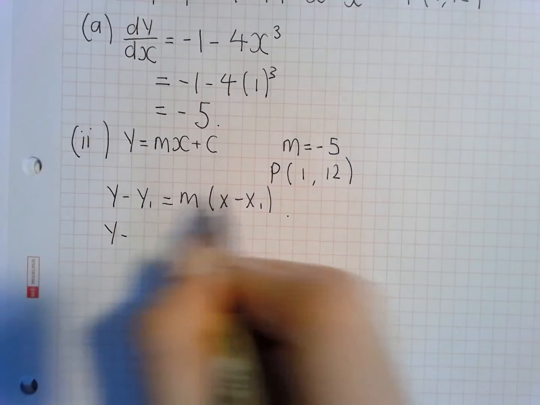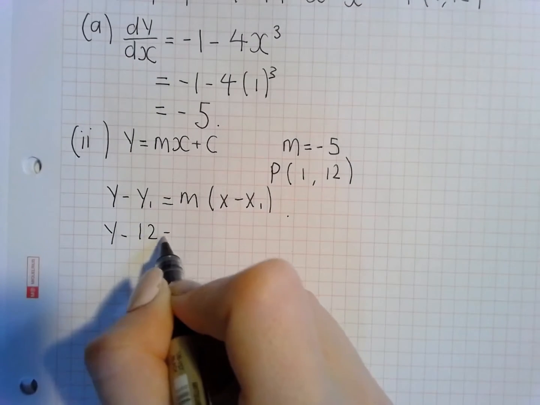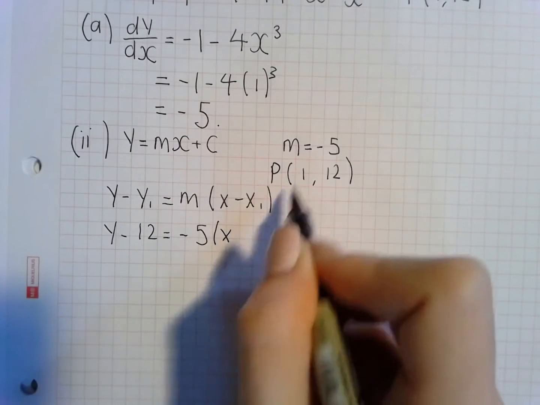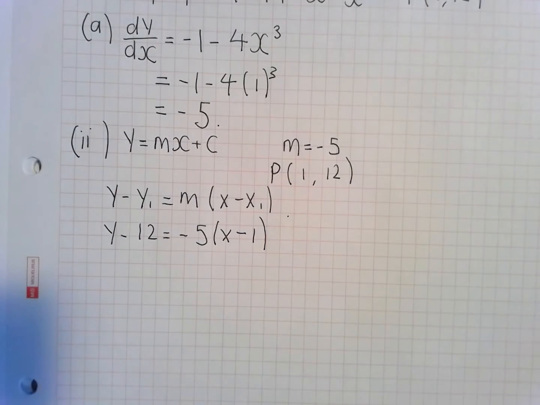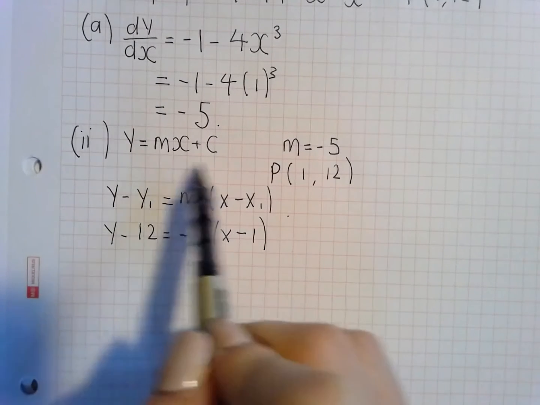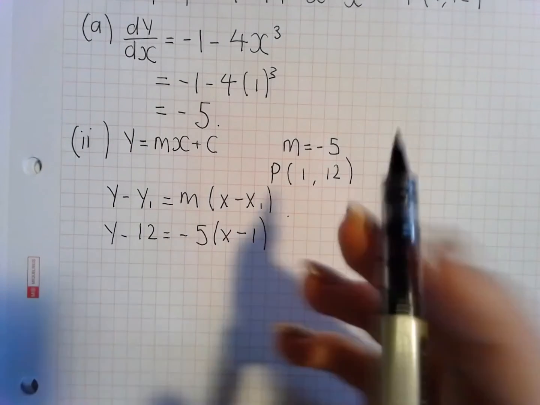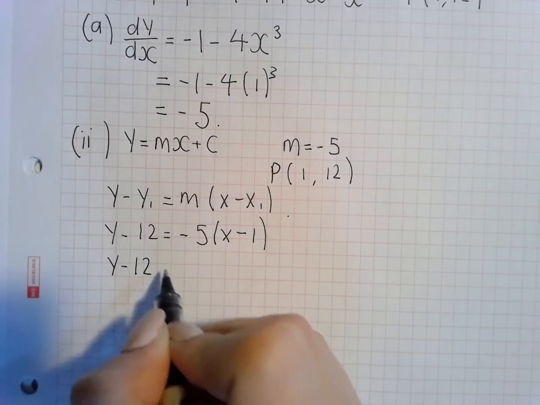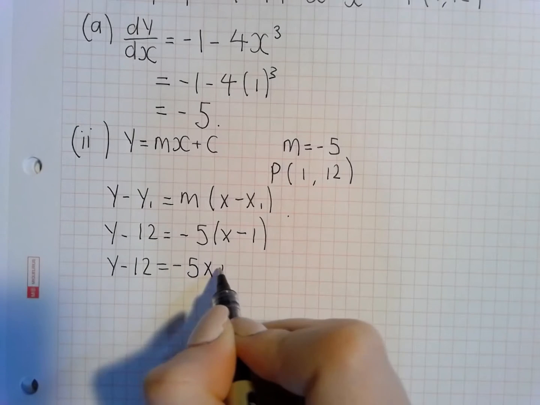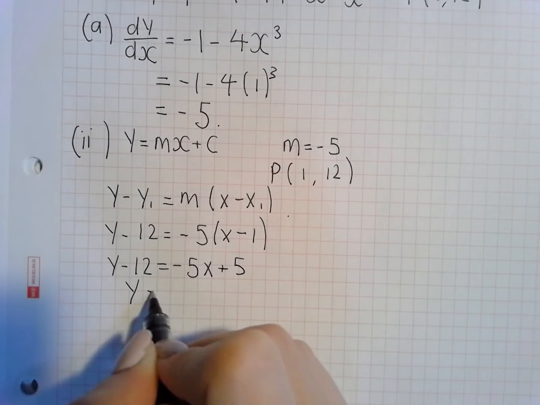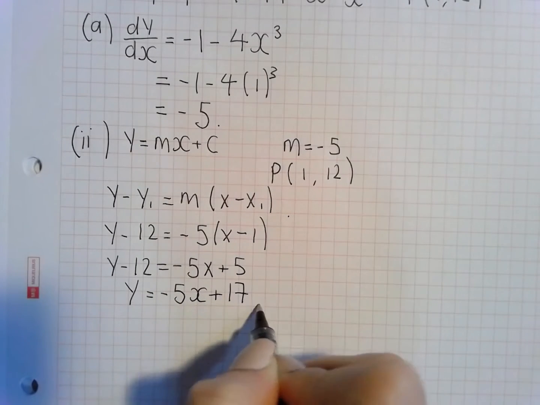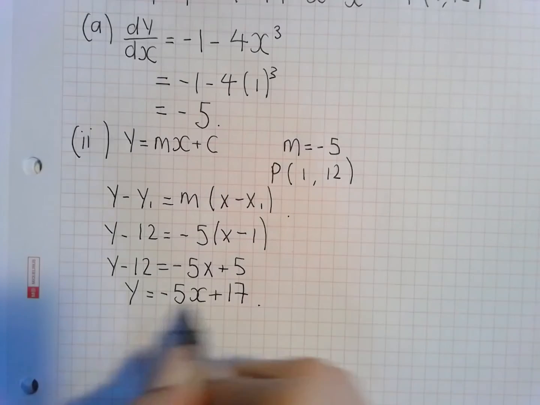y minus the y-coordinate, which is 12, equals m, which is minus 5 with the gradient, times x minus the x-coordinate, which is 1. It's asking for it in the form y equals mx plus c, so we just need to multiply out this bracket, which gives minus 5x plus 5. Moving the 12 over to the other side, we get y equals minus 5x plus 17. And this is your answer.